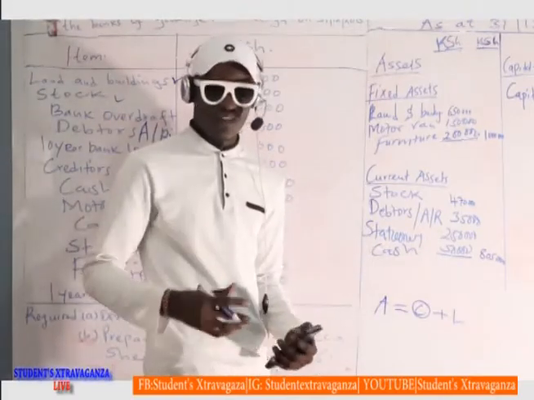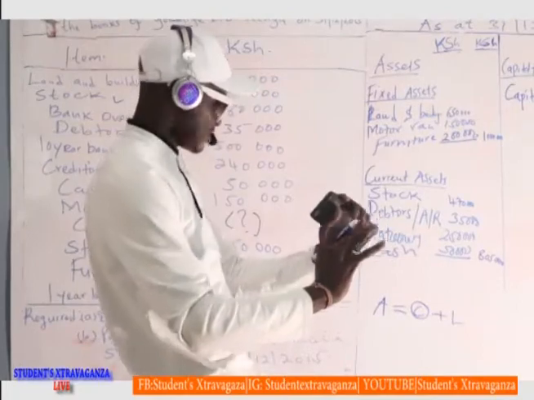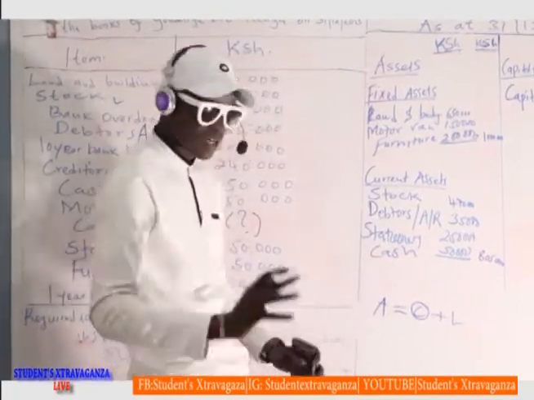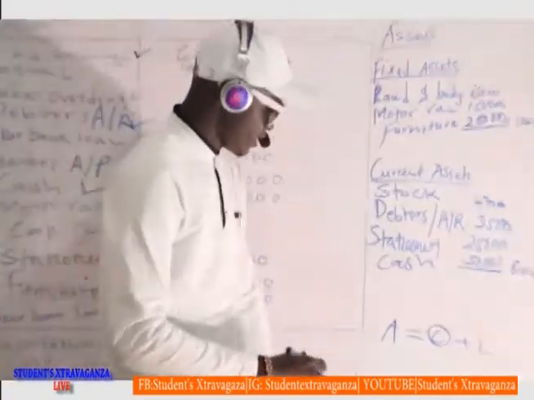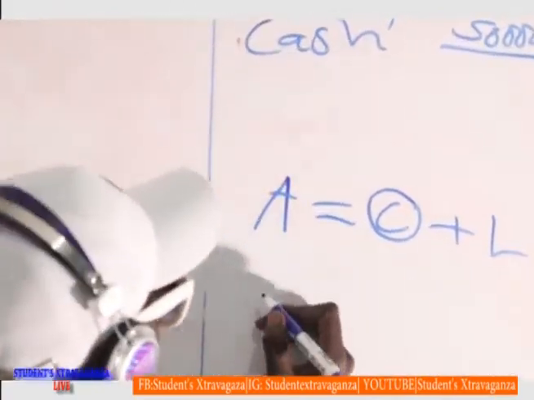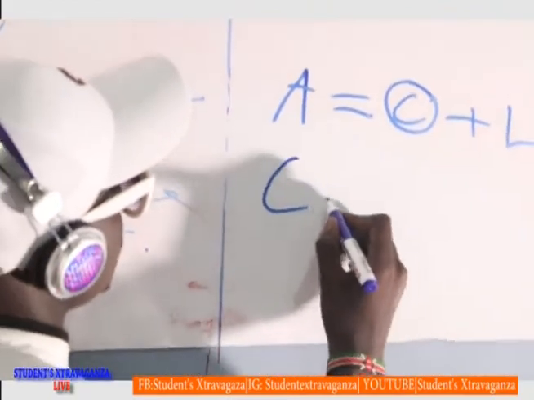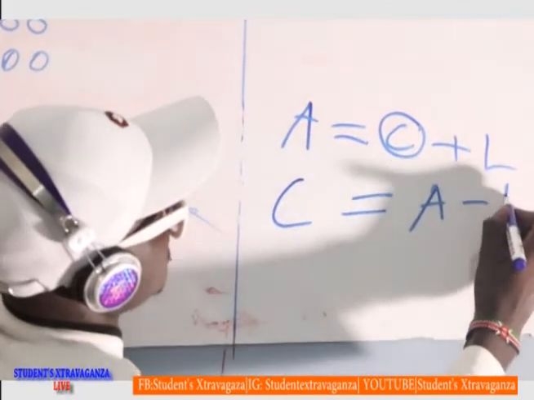How? That's the question. I am showing you. Just watch this, how we are going to make capital the subject of our formula. This is a mathematical equation. So capital, making it the subject of our formula, equals assets minus liabilities.